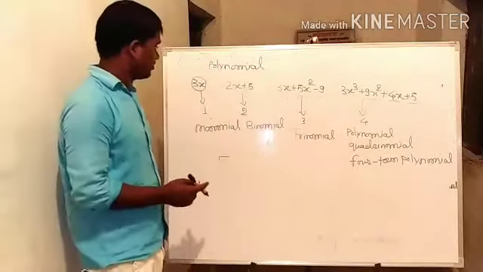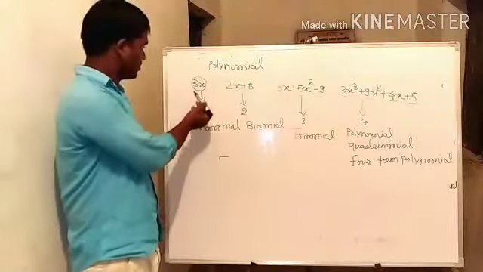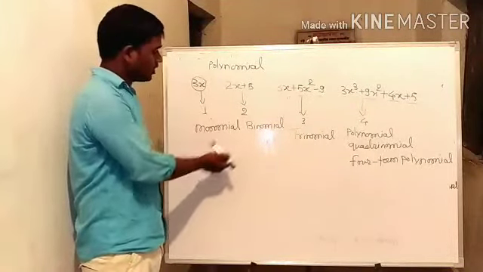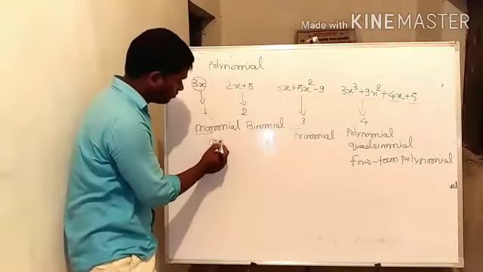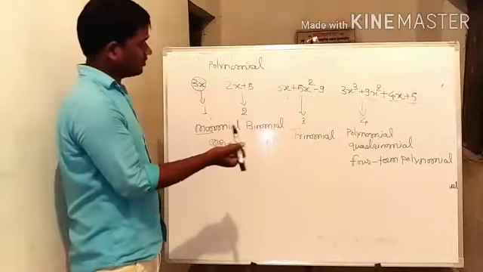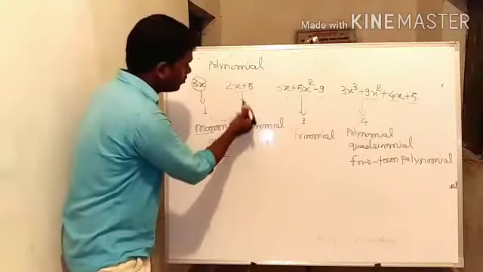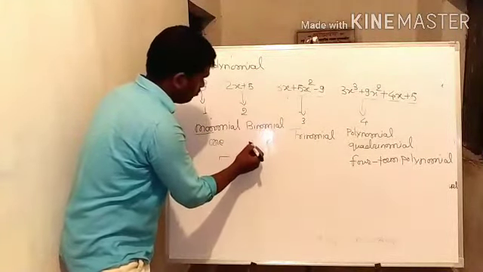Once again I repeat this. 3x has only 1 term, so 3x is known as monomial. Mono means 1. 2x plus 5 has two terms, 2x and 5, so 2x plus 5 is known as binomial, and bi means 2.